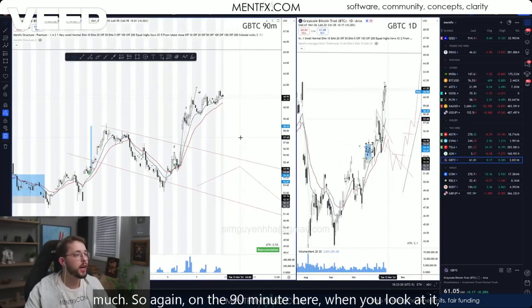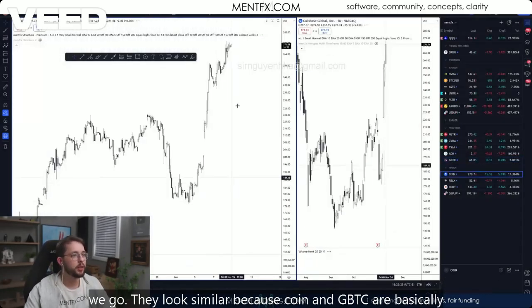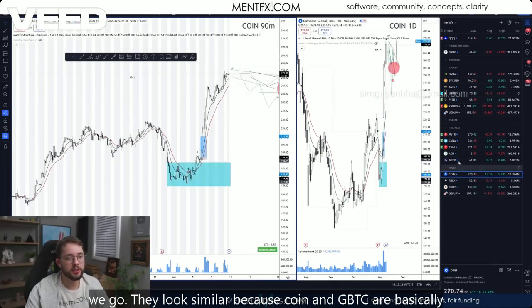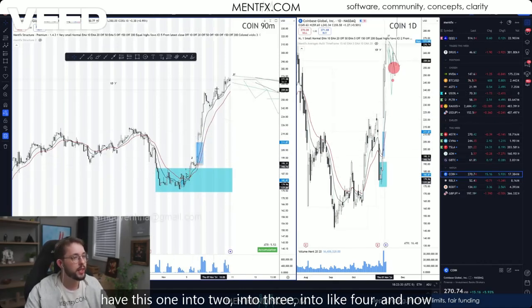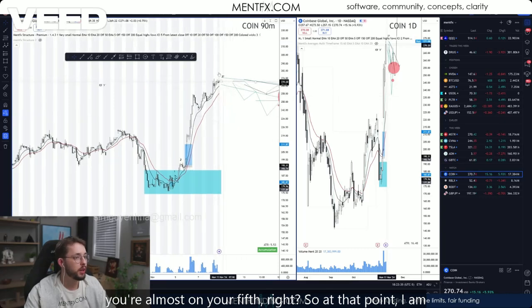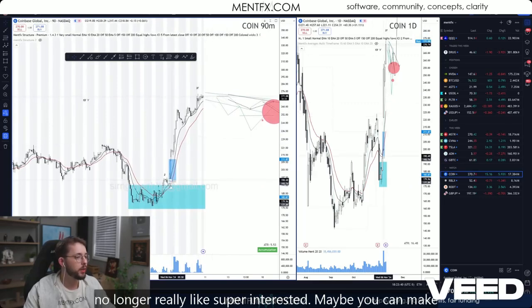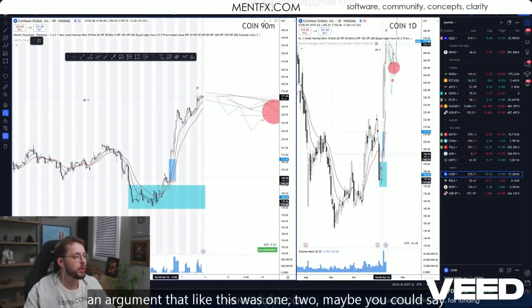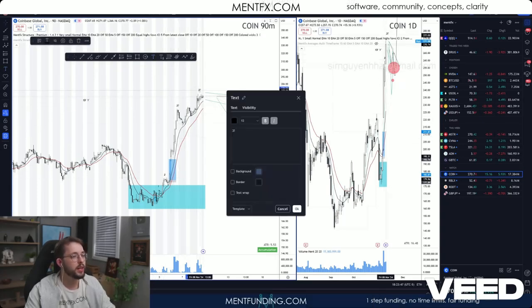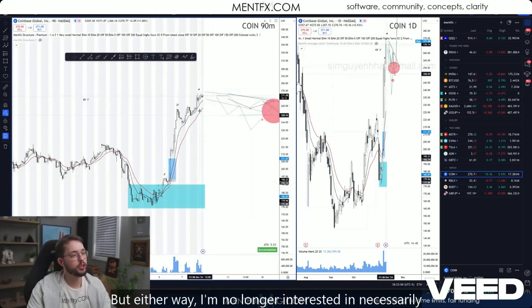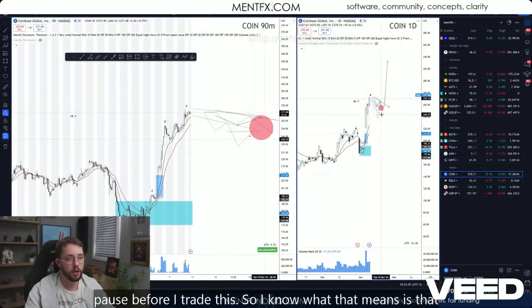So again, on the 90-minute here, when you look at it, this is not coin. There we go. They look similar because coin and GBTC are basically the same thing. It's like Bitcoin USD. But you have this 1 into 2 into 3 into 4, and now you're almost on your 5th. So at that point, I am no longer really super interested. Maybe you can make an argument that this was 1, 2, maybe you could say this was 3, and this is now 4. But either way, I'm no longer interested in necessarily taking trades on this because I truly believe it's extended. I want to see this kind of correction, this kind of pause before I trade this.